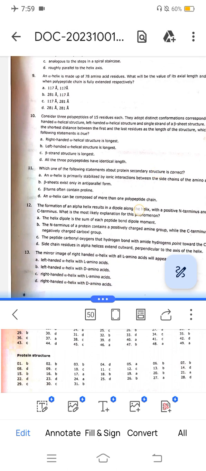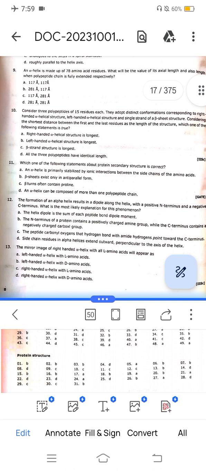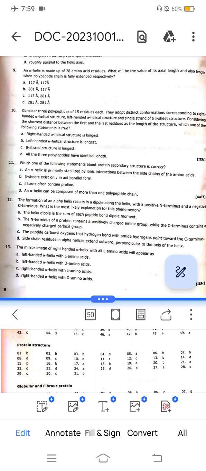Which one of the following statements about protein secondary structure is correct? Question 11, the correct answer is actually C. So beta turns often contain proline. That's a correct statement. All others are not correct. An alpha helix is primarily stabilized by ionic interactions between the side chains of amino acids. That's wrong. Beta sheets exist only in antiparallel form. That's also wrong. An alpha helix can be composed of more than one polypeptide chain. That's also not true. 11 C. Okay, that's correct.